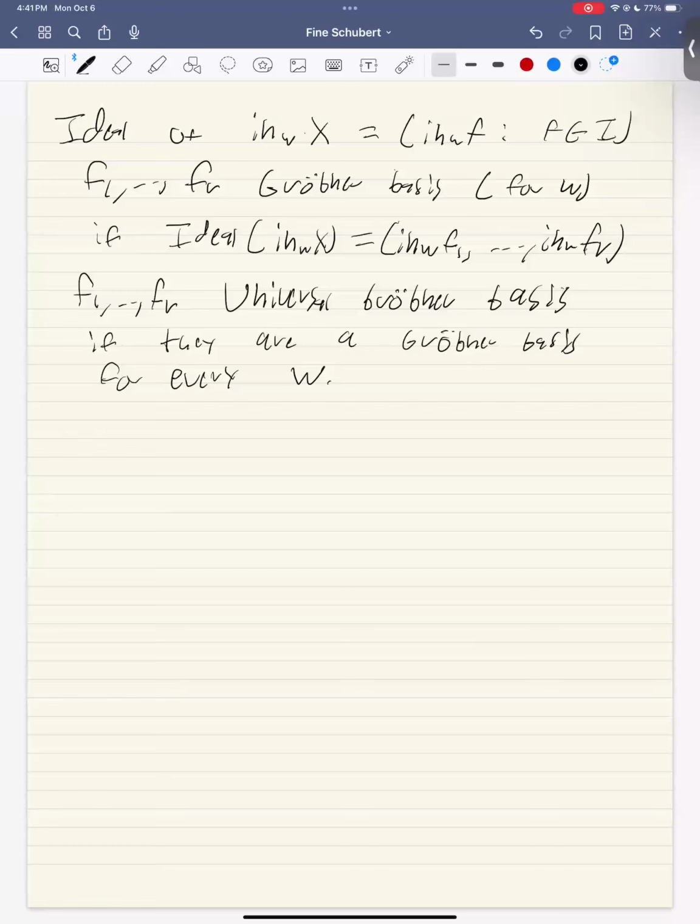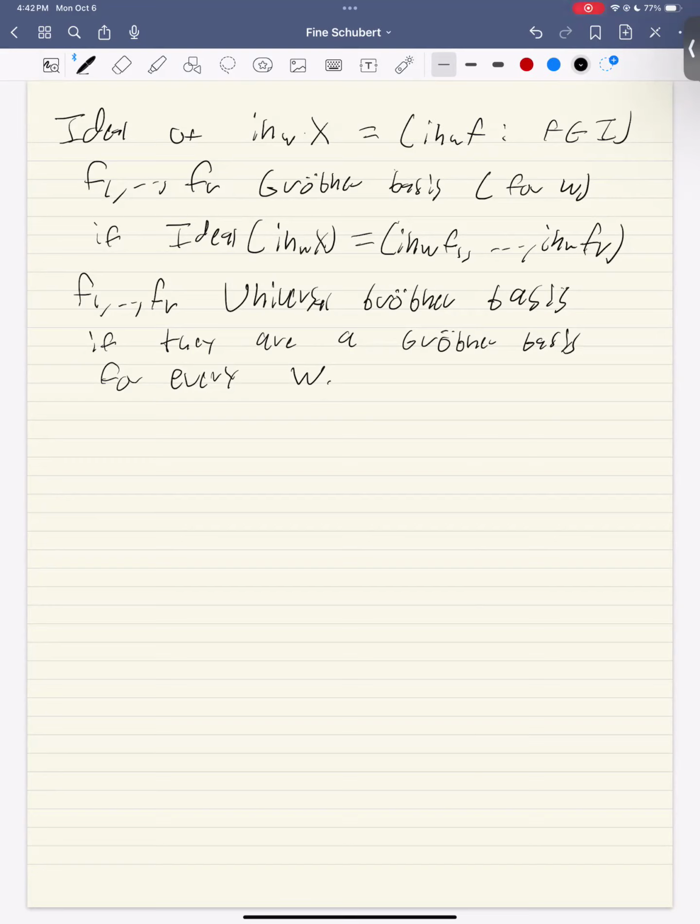And so it's some non-obvious fact that universal Gröbner bases exist. The fact that given a weight W there is a Gröbner basis is just a consequence of the fact that the polynomial ring is Noetherian. It's some ideal, and so it's finitely generated. And so I could choose a bunch of polynomials such that their initial terms generate. But the fact that there's a universal Gröbner basis is a significantly deeper fact.